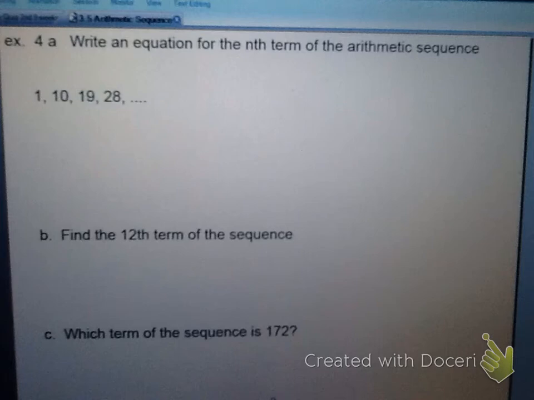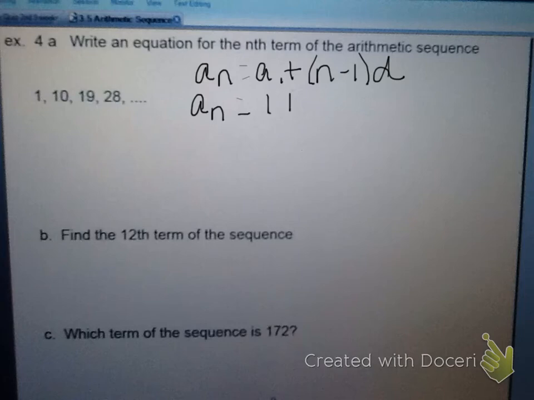Example 4a, write the equation for the nth term of the arithmetic sequence. Again, we need to write the formula. Anytime you use the formula, you must write the formula down every single time. And then it's just plugging into the formula. The first term is 1 plus n, we don't know, minus 1 times d, our difference, is 9.